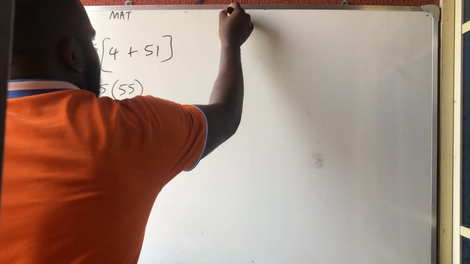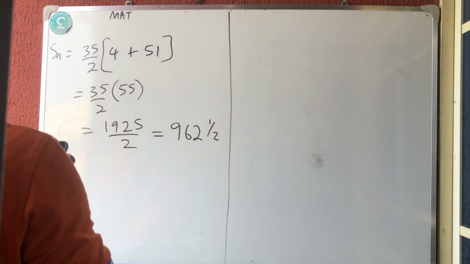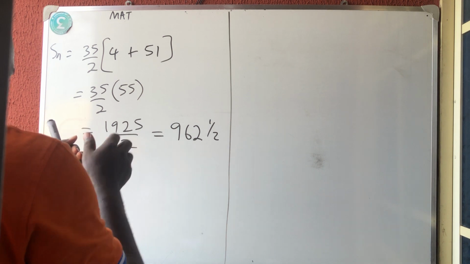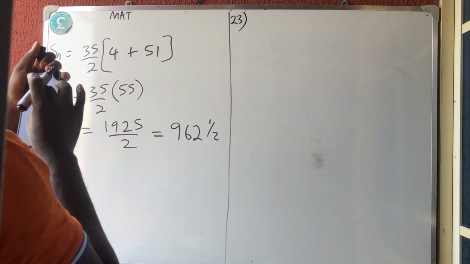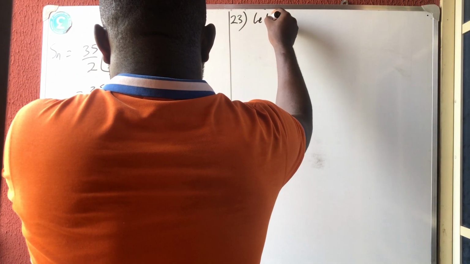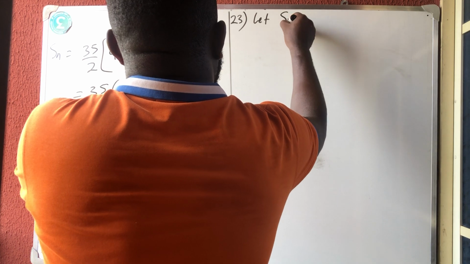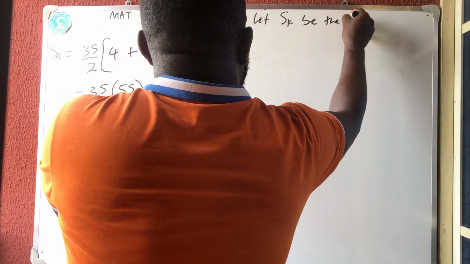So that is that. The next one, number 23. Number 23 says, let Sk be the statement.